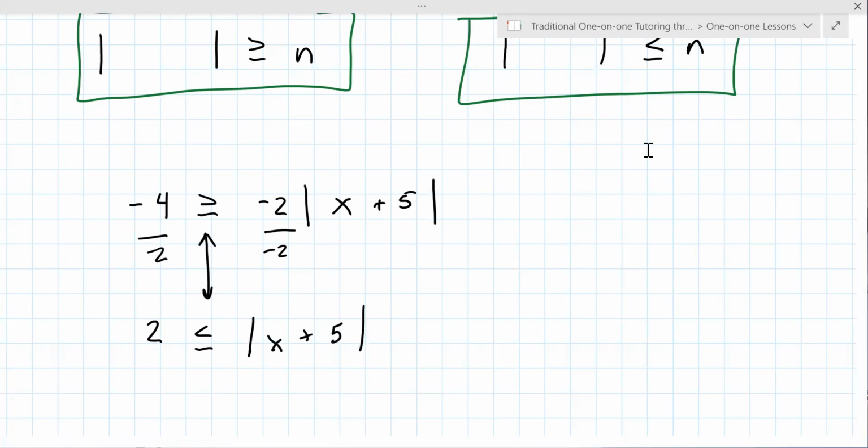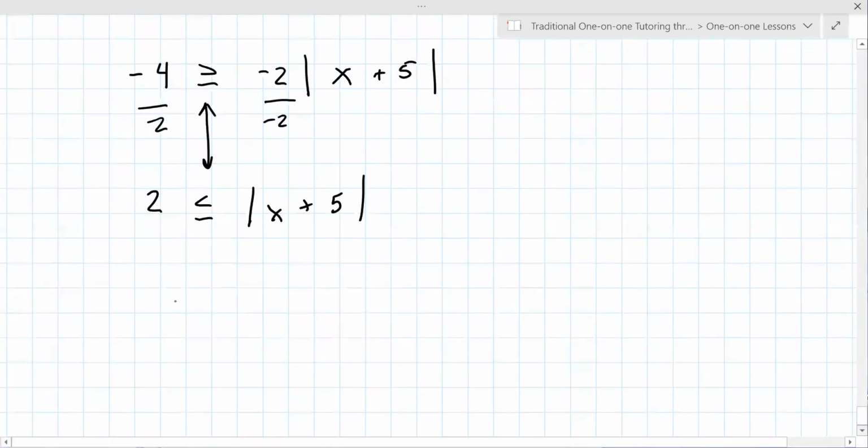I guess that just makes it more neat when you do it. And then you'll have the absolute value of x plus 5 is greater than or less than 2. So it ends up looking like this. This is what it ends up looking like, and this is what you want. This is in a format that you can work with.